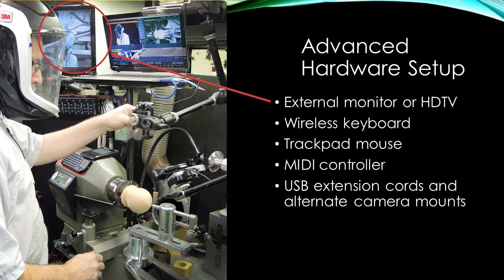Advanced hardware setup. Use an external monitor. At the top of the screen, you probably didn't notice, there's a little full screen button that says, take whatever my output is and send it out to another monitor. So that would be the way I could send it out to a projector.